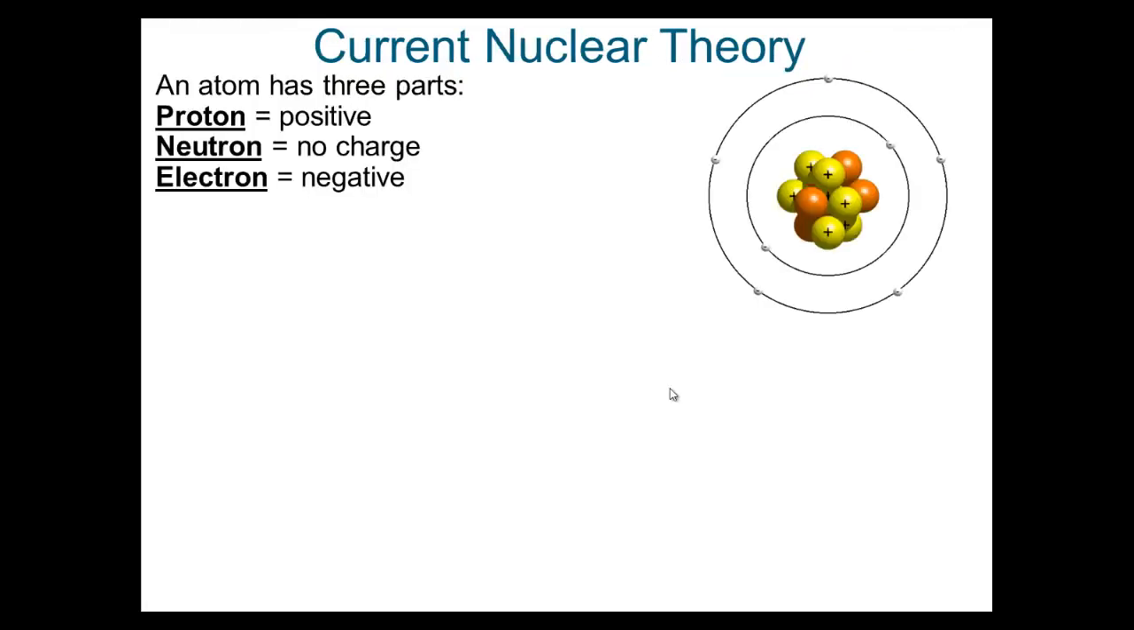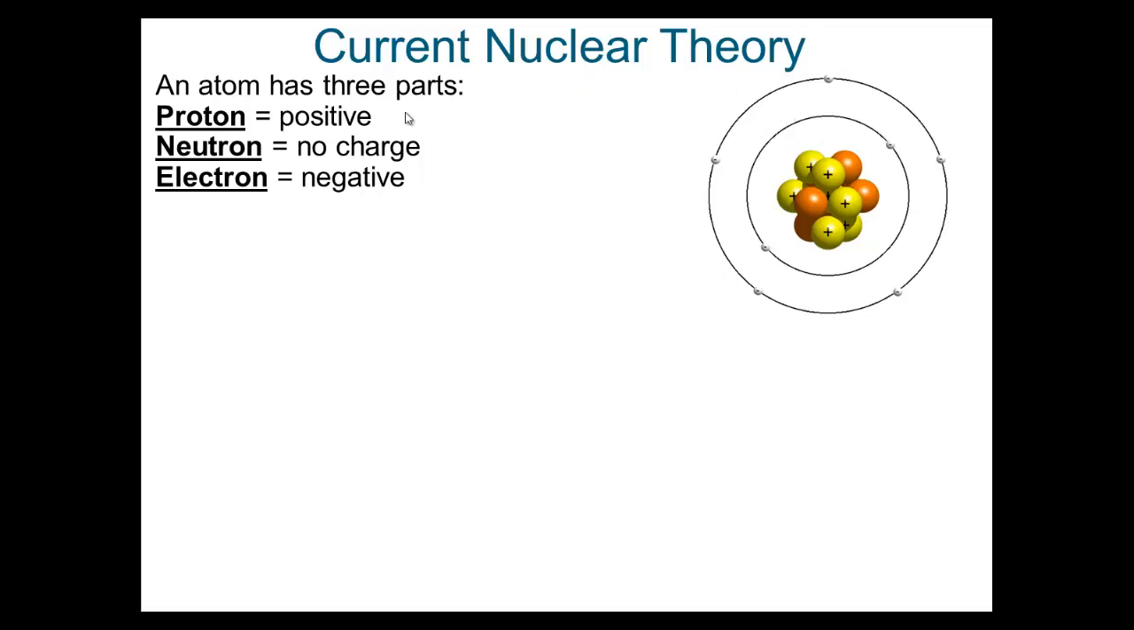So now you have an idea how small atoms are and how we're actually able to image them. I'm going to talk to you about the current nuclear theory. And what you see here is a very simplified version of what an atom would look like.